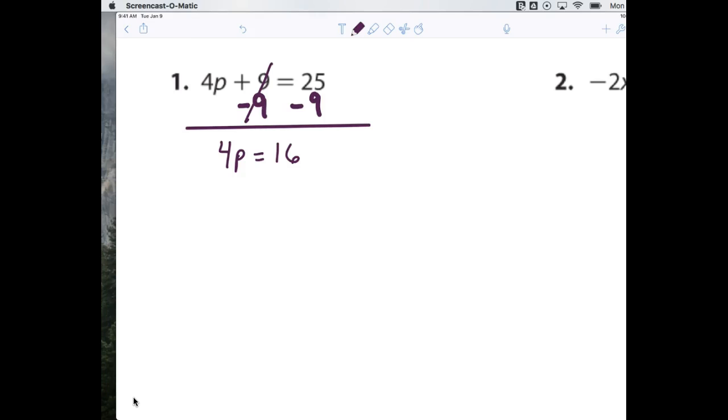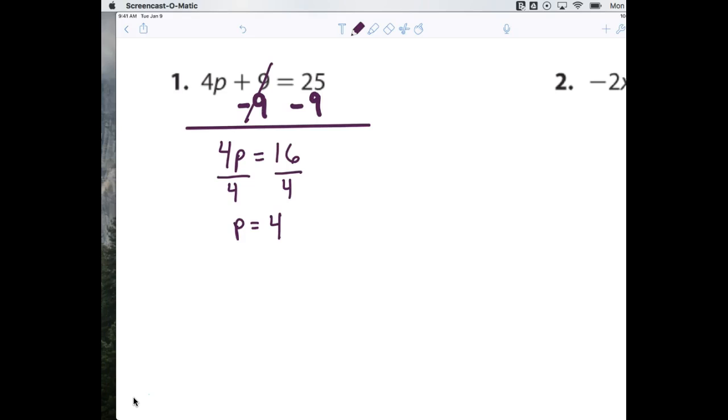Now, the 4 and the p are held together by multiplication. So now to solve the multiplication, we're just going to do what? Divide both sides by 4. When I divide both sides by 4, I get p is equal to what? Just p equals 4.